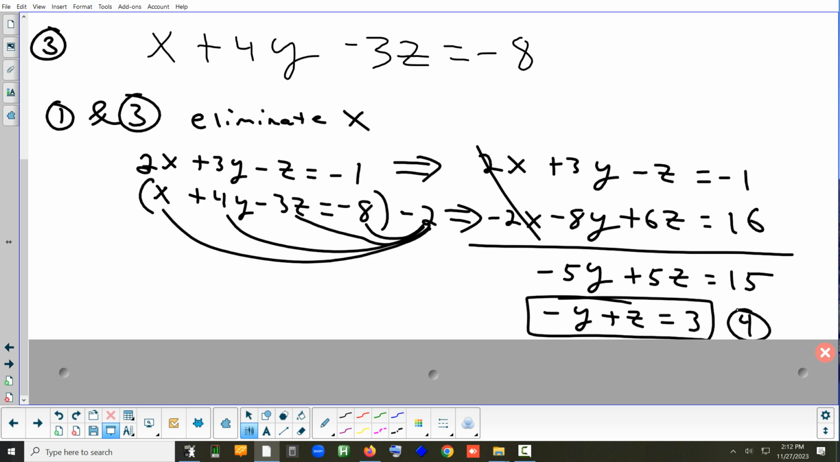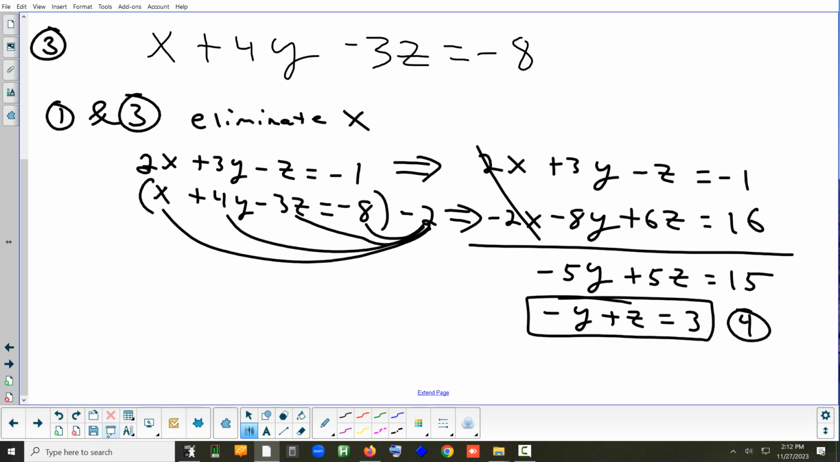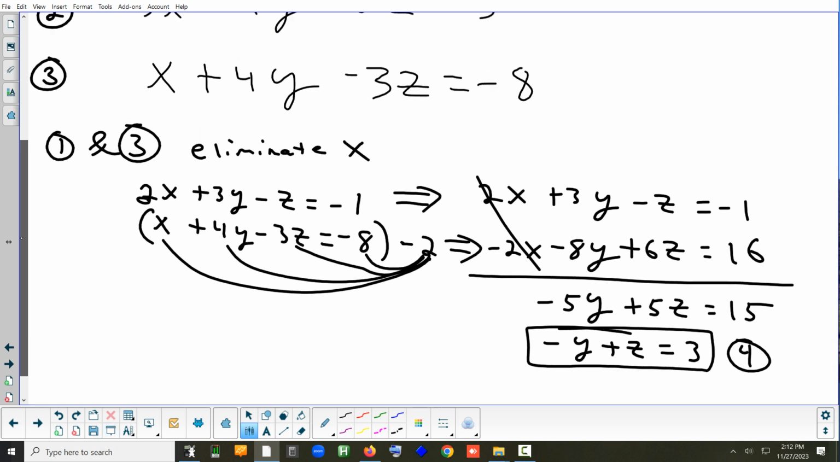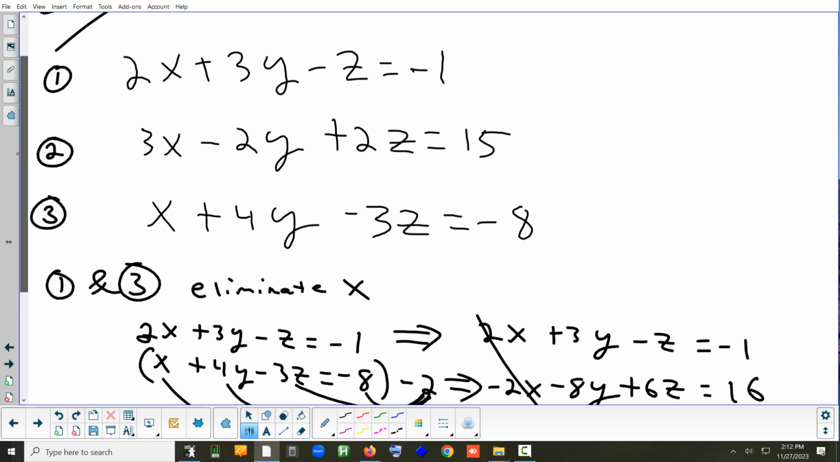I need another equation with only a y and a z. But I can't use 1 and 3 again. I've got to pick 2 different ones. So what would be 2 equations we could pick to do this again? 2 and 4.